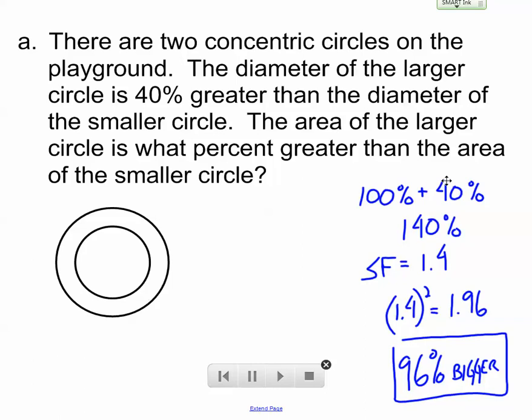So all I did here is I found the percent, added 40% to the original, turned that into a scale factor by just turning it into a decimal. I squared that because area is square units. And then I got 1.96, and 1.96 is 96% bigger than 100%, the original. Now we can show this a much longer way, and that's what I'm going to do now here.